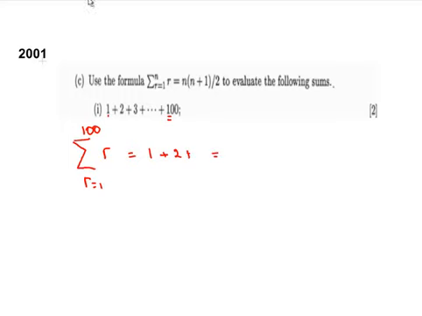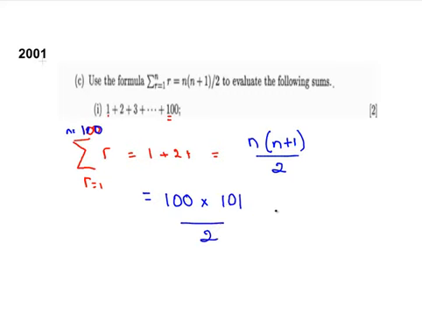Now this is equal to, let me put it in blue now, n times n plus 1 all over 2. Okay, so n here is again 100. So the summation is 100 times 101 all over 2. That's equal to 10100 divided by 2, and that's equal to 5050. So that's the answer to the first one, 5050.